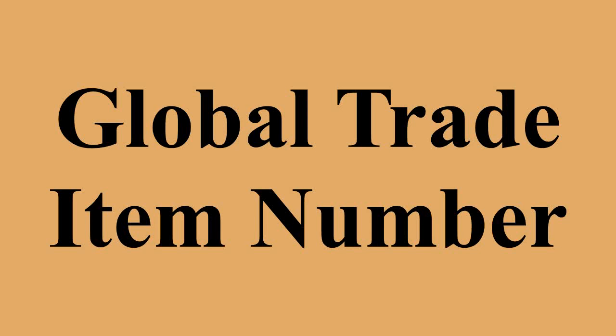GS1-128 barcodes. GTIN13s may be encoded in EAN13, ITF14 or GS1-128 barcodes, and GTIN14s may be encoded in ITF14 or GS1-128 barcodes. The choice of barcode will depend on the application. For example, items to be sold at a retail establishment should be marked with EAN8, EAN13, UPC or UPCE barcodes.